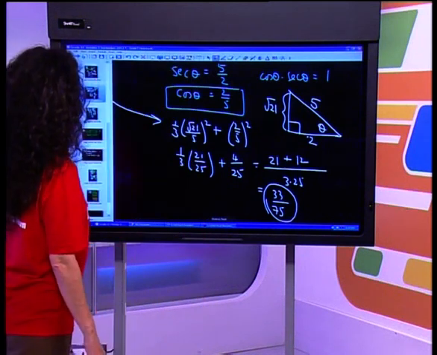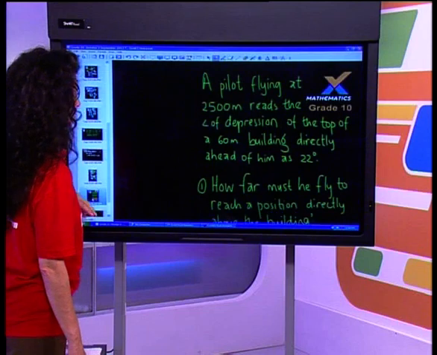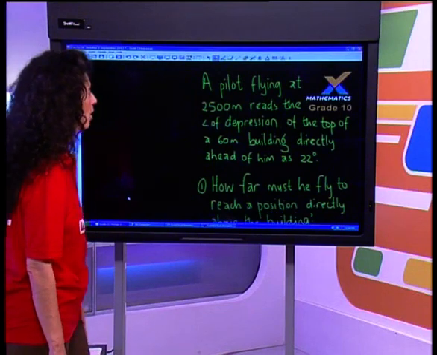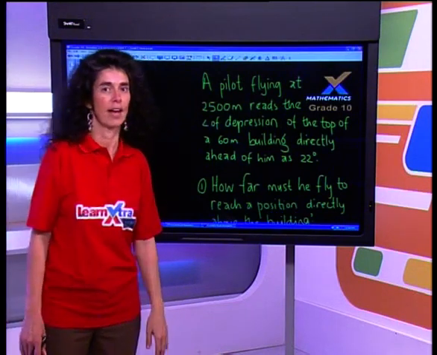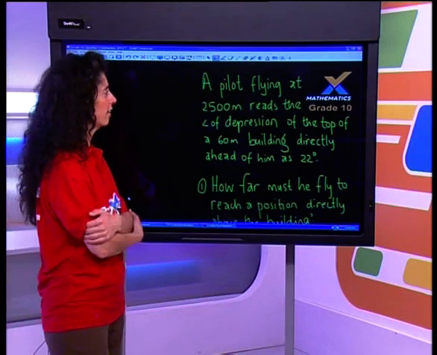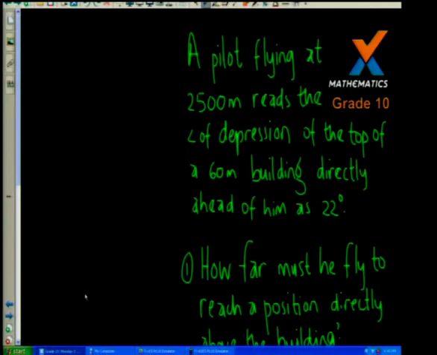Right, and the problem is as follows. Okay, this time we have a pilot. And the pilot, he's flying at 2,500 meters, and he reads the angle of depression of the top of a 60-meter building directly ahead of him as 22 degrees.